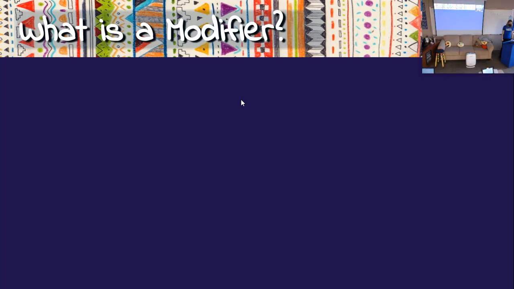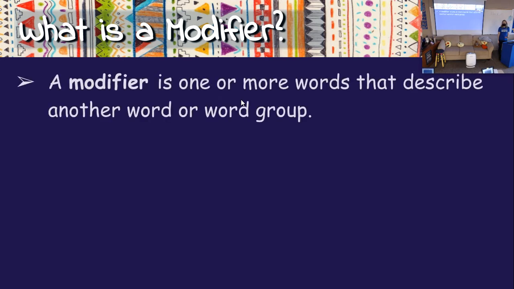So what the heck is a modifier? A modifier is a word or more words that describes another word or word group in a sentence. So adjectives and adverbs, they're modifiers. Ready? Remember, I always ask you the question, what is this word modifying in the sentence? Because they're modifiers. But you can also have groups of words functioning as a modifier.